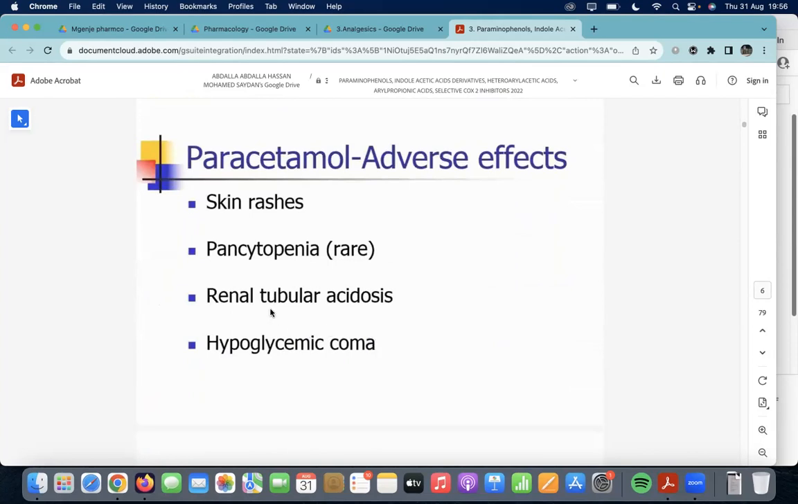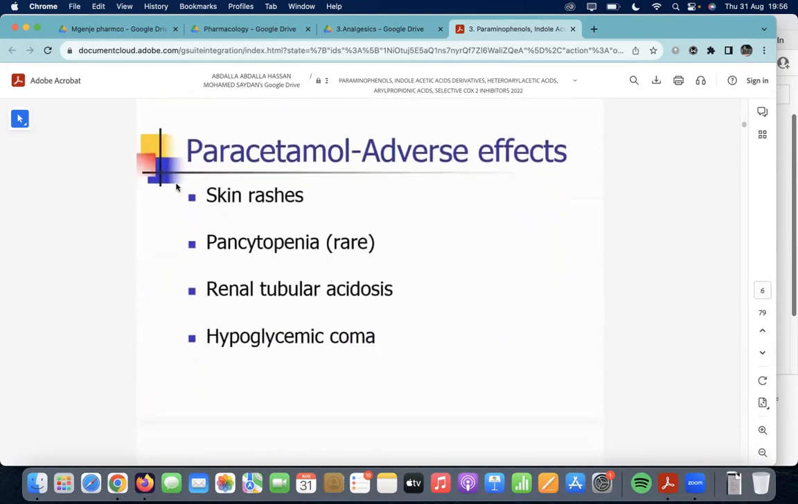hypoglycemic coma. So I think this is a very high yield question. For adverse effects, they can tell you all the following are adverse effects of paracetamol except, or which one is an adverse effect. So skin rashes is, I think, very high yield, and renal tubular acidosis. Actually, I think many drugs cause acidosis, especially metabolic acidosis. So yeah, this one is also a key point to note.